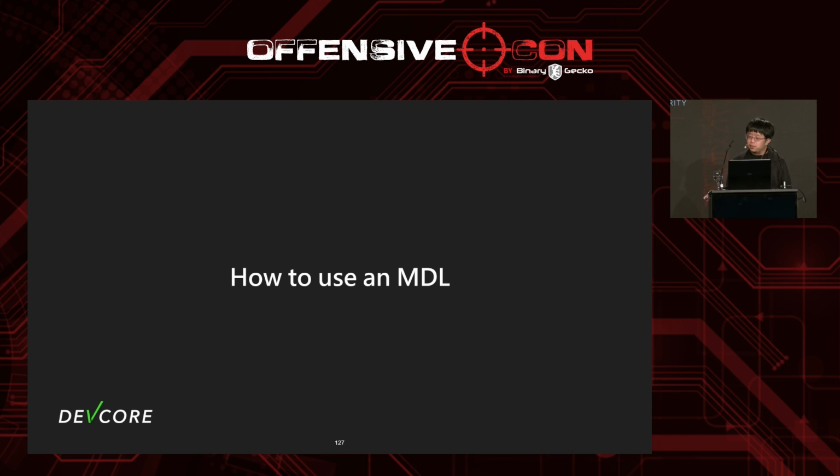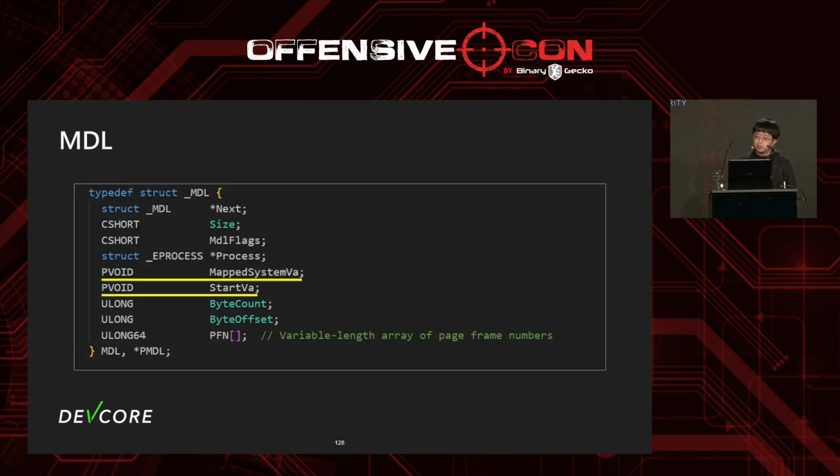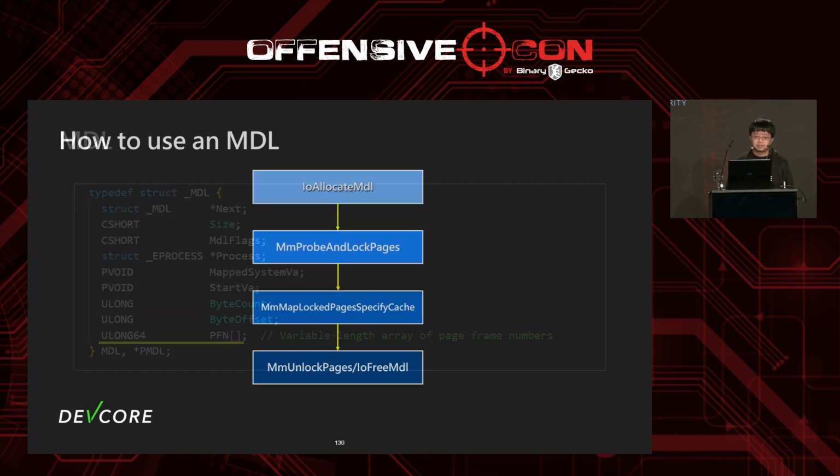Let's take a quick look at how MDL are typically used and some common mistakes that can happen around them. The MDL structure is defined as shown here. Star VA usually points to the original user space buffer. System VA is a pointer to the kernel mapping address. The PFN array at the end of the MDL contains the page frame numbers corresponding to the buffer.